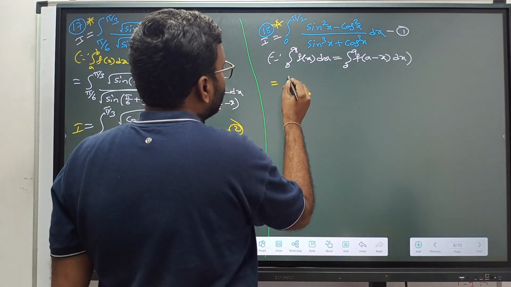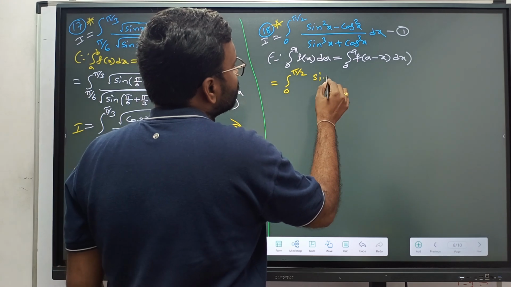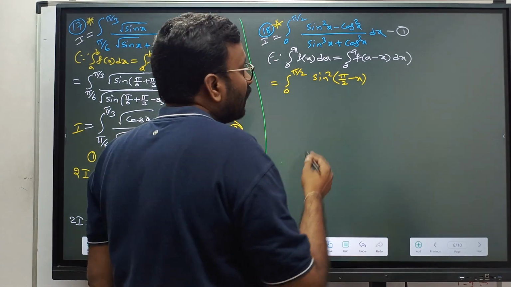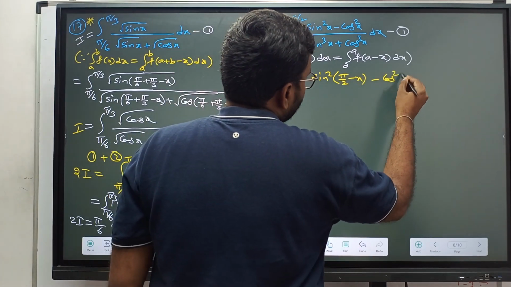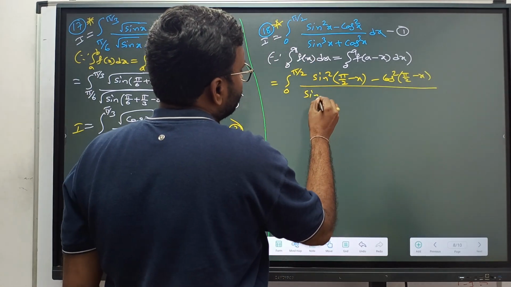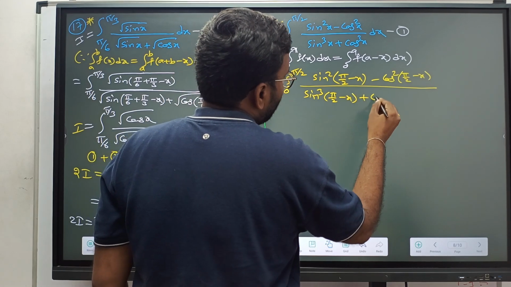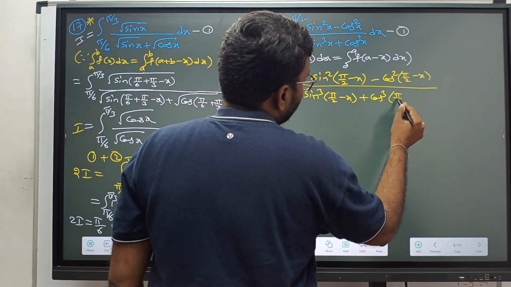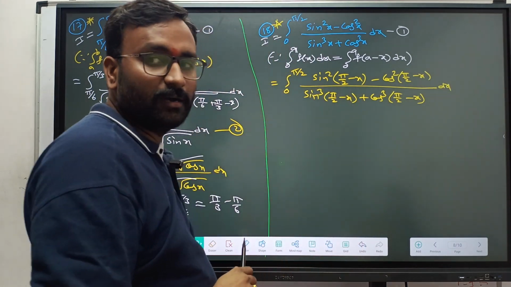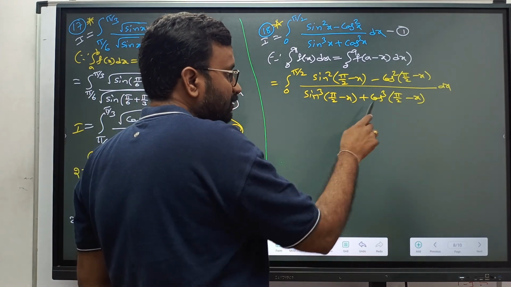So which is equal to integral 0 to pi by 2, sine square of, in place of x, pi by 2 minus x, upper limit minus x, and minus cos square of pi by 2 minus x, by denominator sine cube of pi by 2 minus x plus cos cube of pi by 2 minus x into dx. What is sine of 90 minus theta? Cos theta. Here also sin theta, sin becomes cos, cos becomes sin.